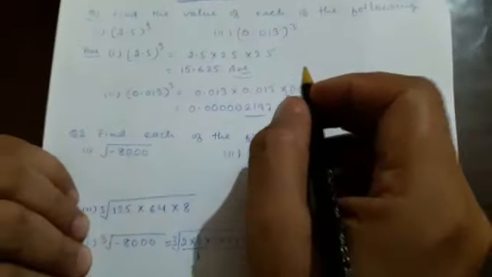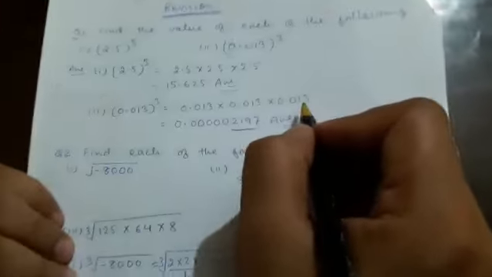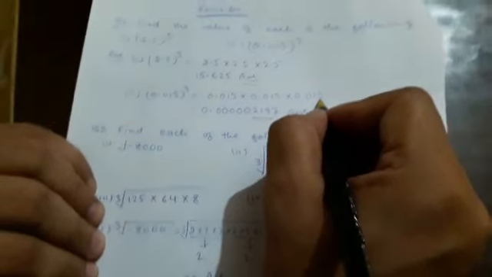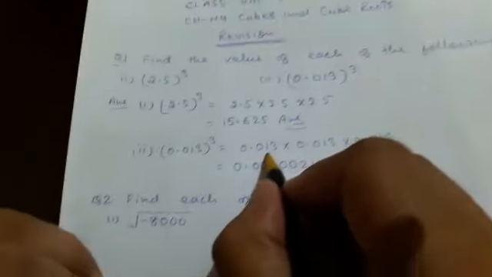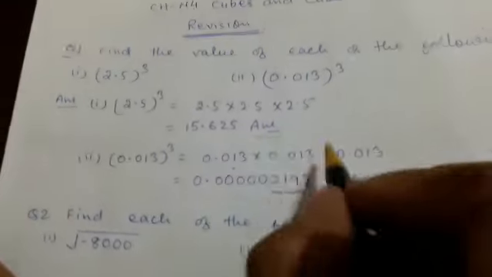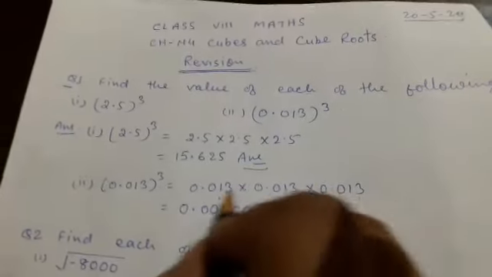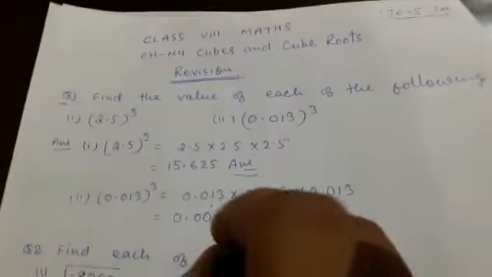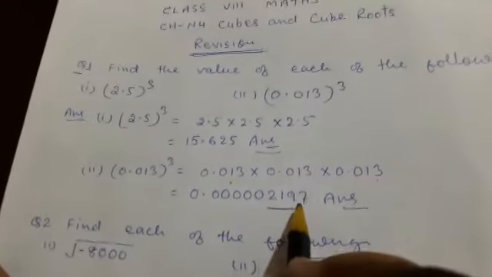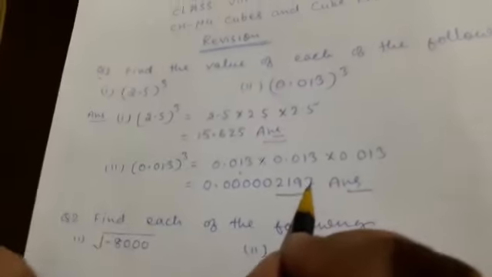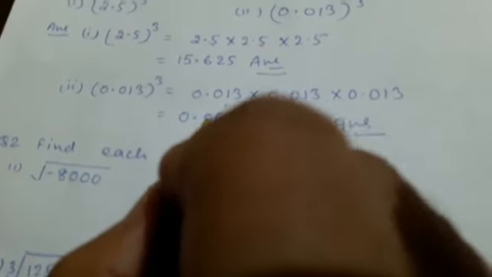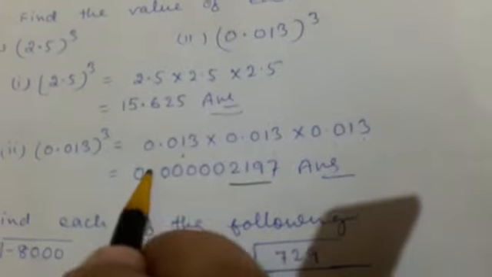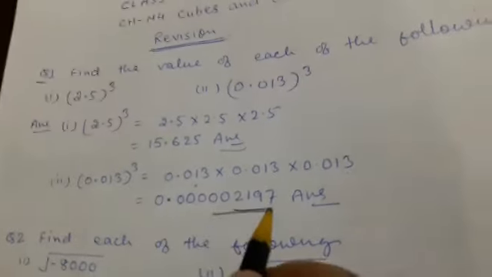Now after how many digits will the decimal come? Again we will do the same operation. Let us count from the right hand side, 1 2 3. Here after 3 digits the decimal is coming, this side also after 3 digits, this side also after 3 digits. So let us add all the digits. 3 plus 3 is 6, 6 plus 3 is 9. Therefore after 9 digits the decimal will come. So let us count 9 digits from the right hand side: 1 2 3 4 5 6 7 8 9. After these 9 digits the decimal will come. So this will be our answer.